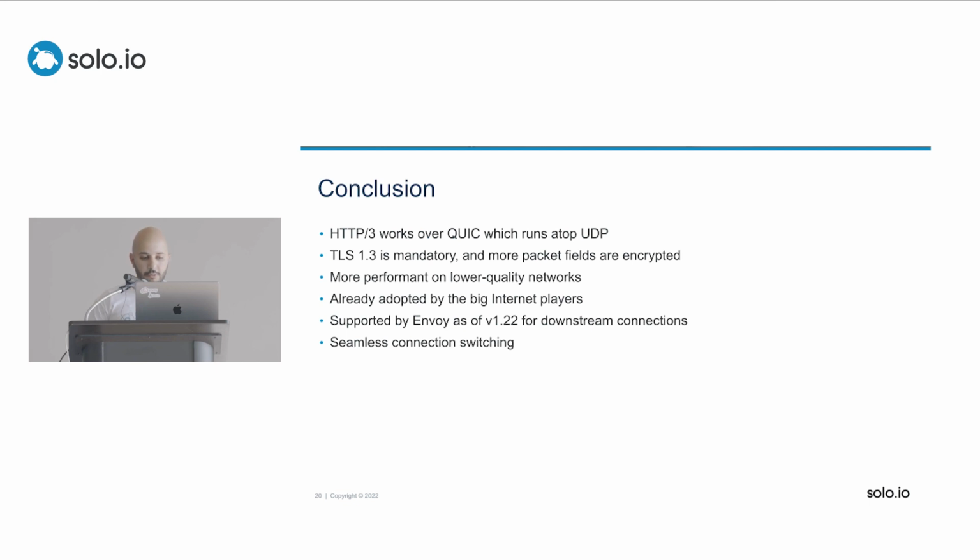I want to just jump to the conclusion here. In conclusion, HTTP3 works over QUIC, which is based on UDP. TLS 1.3 is embedded within the protocol, so it is always encrypted. It helps the security posture. It helps with all the effectiveness of TLS 1.3. It performs better on low-quality networks where packets are lost, and it's already adopted by the big players out there. It's now supported in Envoy, so give it a shot.